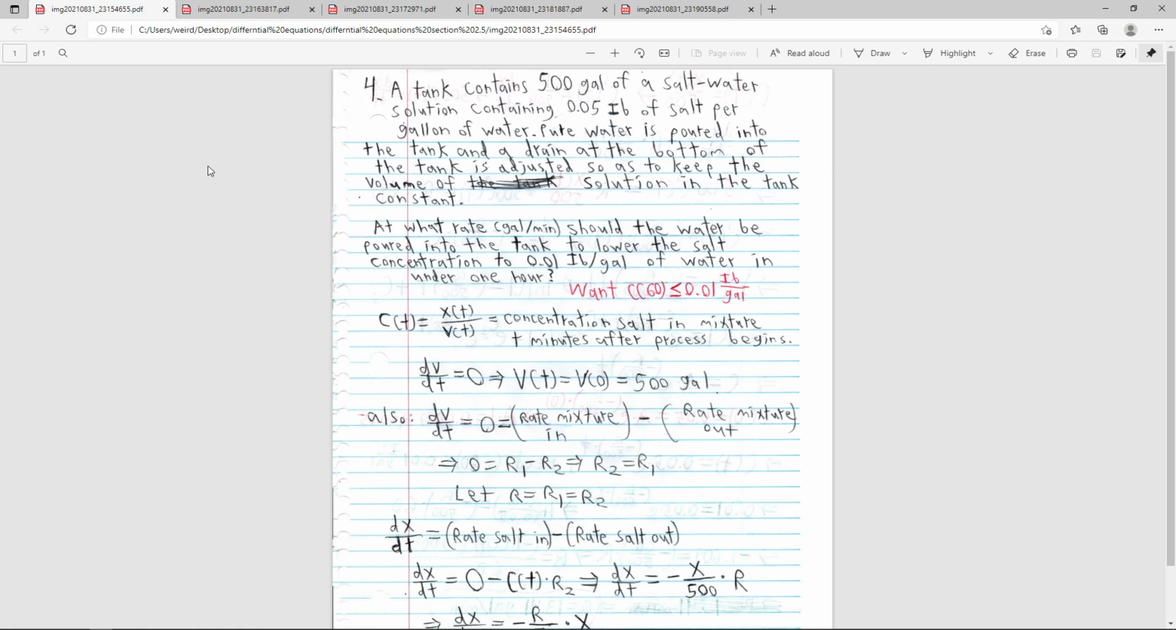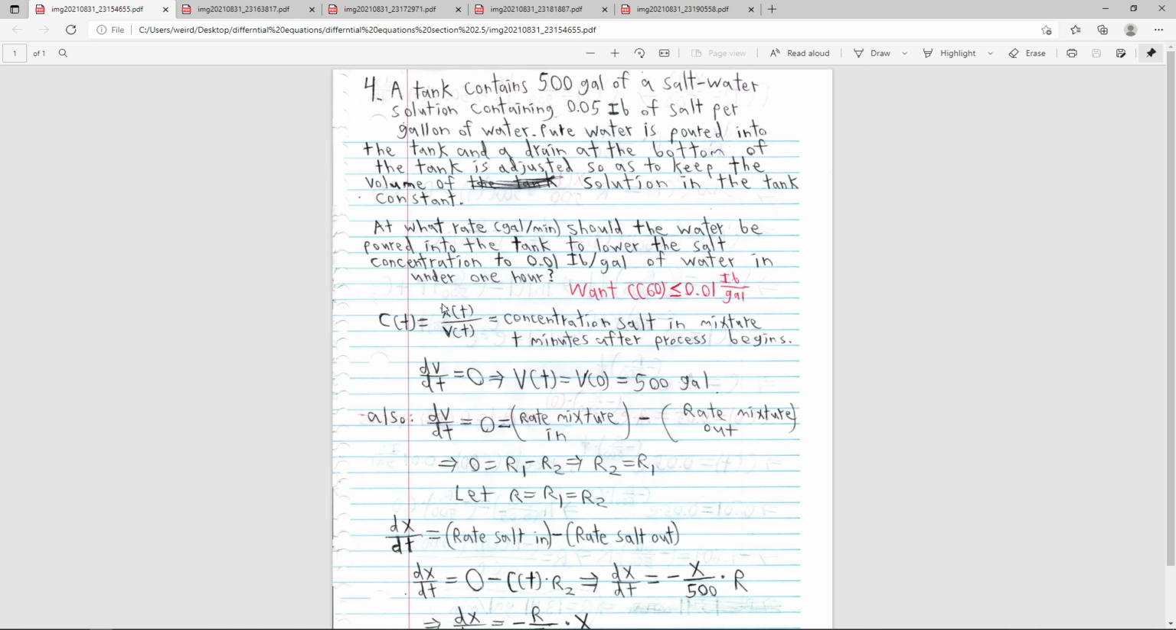So number 4, a tank contains 500 gallons of a salt water solution containing 0.05 pounds of salt per gallon of water. We have pure water poured into the tank, and a drainage at the bottom of the tank is just so as to keep the volume of solution in the tank constant. At what rate, gallons per minute, should the water be poured into the tank to lower the salt concentration to 0.01 pounds per gallon of water in under 1 hour? So this one's a little bit more tricky.